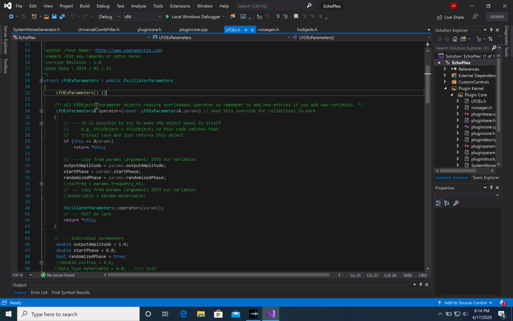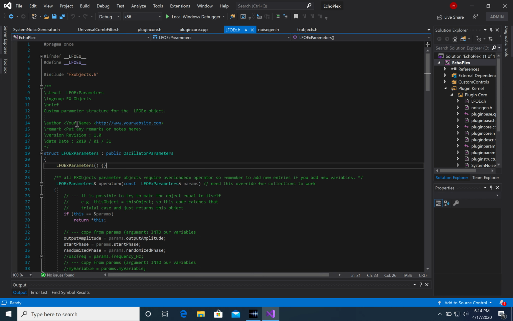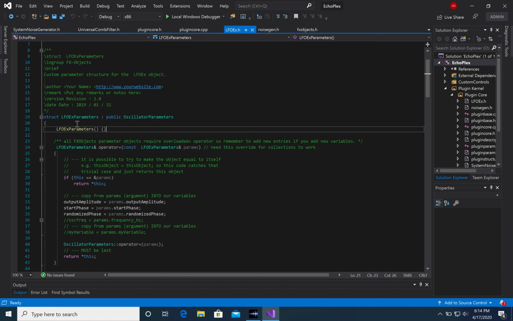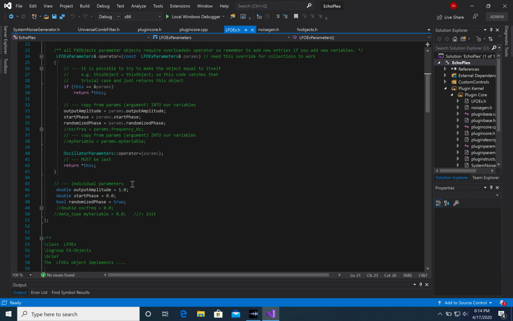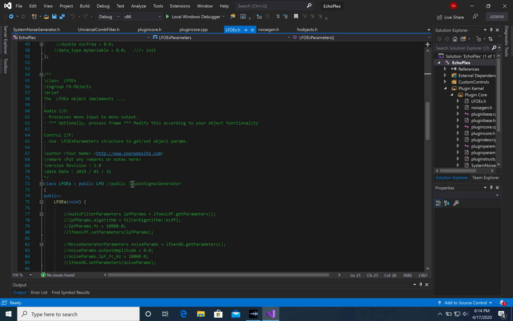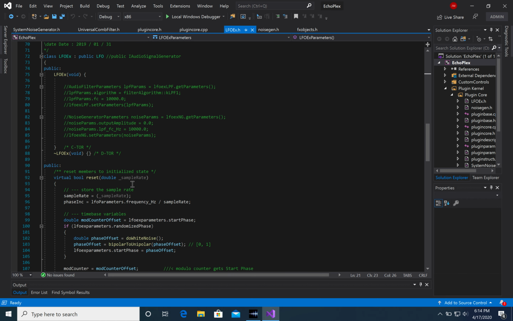This oscillator currently is using a triangle wave, but this is also adjustable. But for this unit in specific, I just left it as a triangle wave. Then we go into the class. It's inherited from the LFO object.